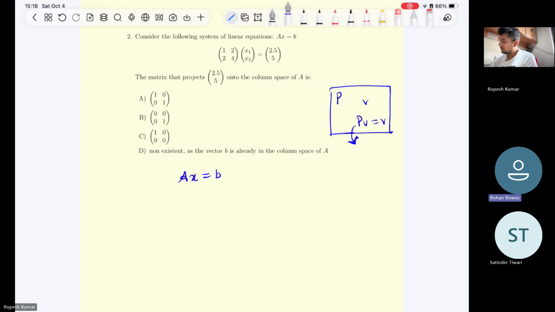Right, but how will you obtain that P? By doing A times (A transpose A) whole inverse times A transpose, right?